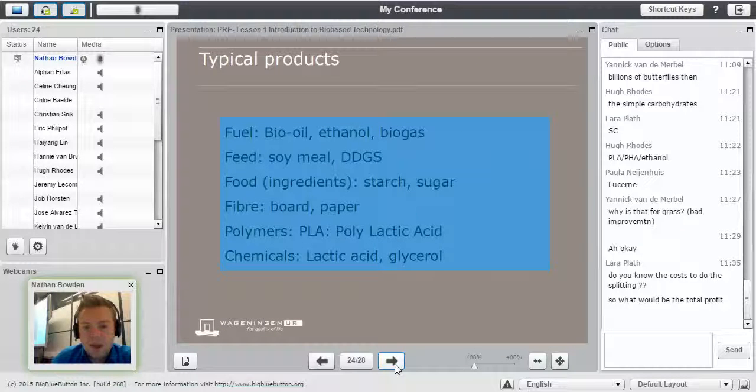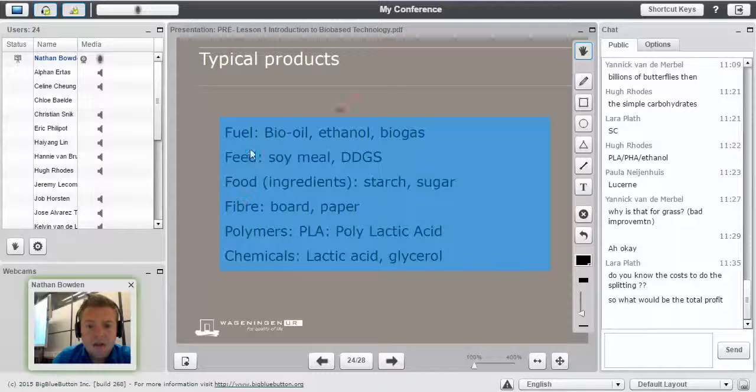Okay, we're going towards the end. So here we have the typical products. So fuel use bio-oil, ethanol, biogas. The feed, soil meal, and DDGS. Does anybody know what DDGS stands for? It stands for dried distillery grains and solids.